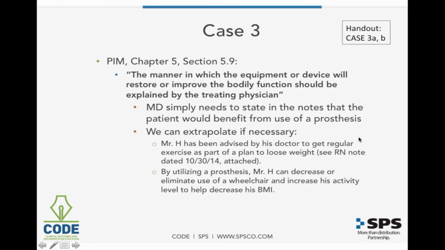And someone says, what does PIM stand for? Program Integrity Manual. Sorry, I should spell that out. So a little room on these slides, but yeah, Program Integrity Manual from Medicare.